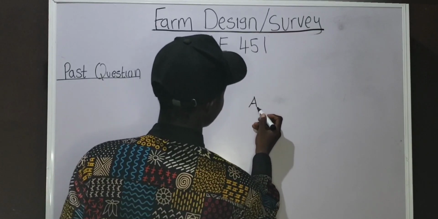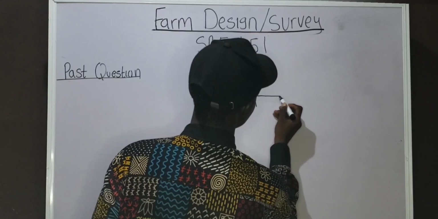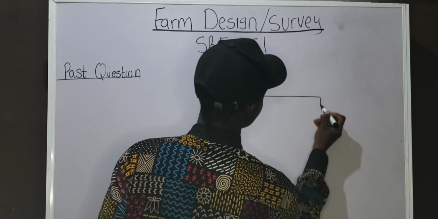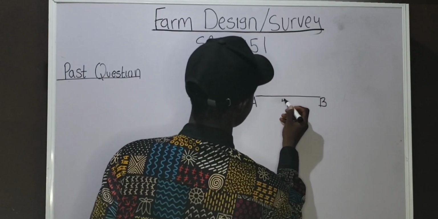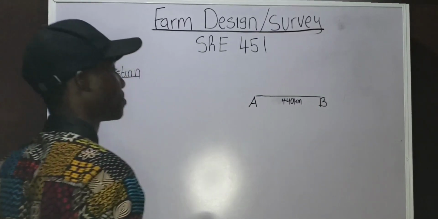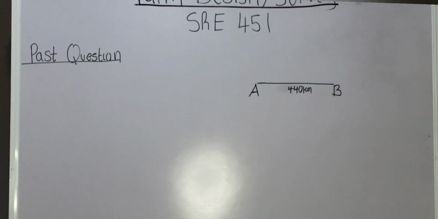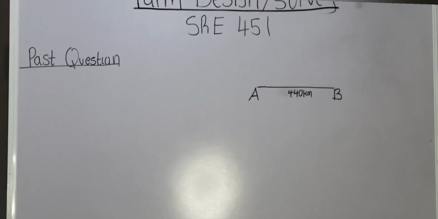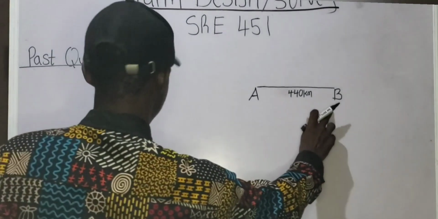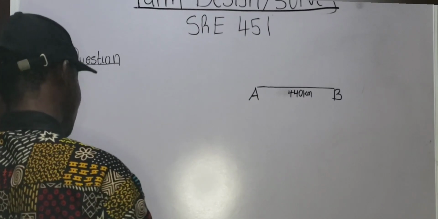Point A, from this point to this point, the length was 440 km. Please, it is very important that you pay attention here, because if you didn't get the diagram right, your solvings will be wrong, okay? So I want you to pay attention, okay? Okay, let's proceed. So from this point to this point is what? 440 km.